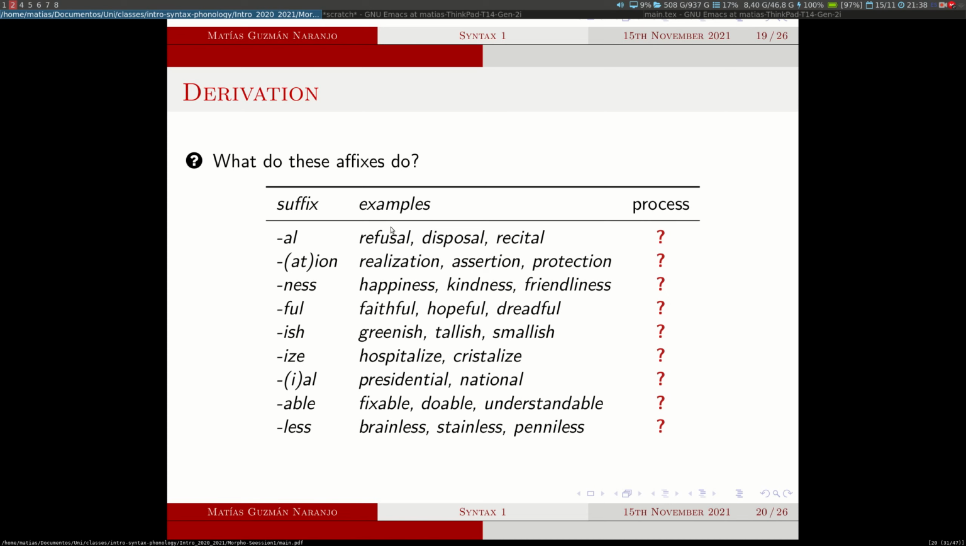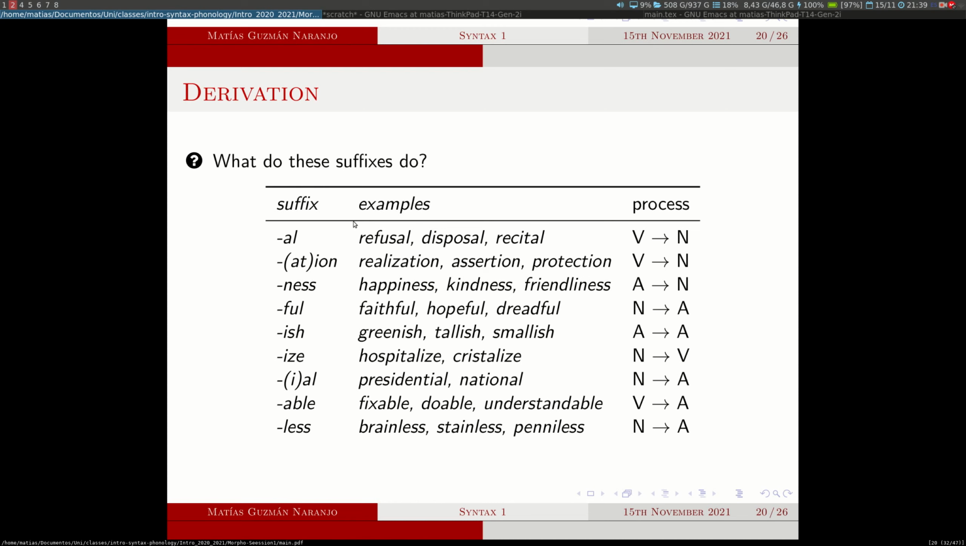Here's a contrast. These are derivational affixes, and try to think about it. Try to figure out what sort of relation these affixes are building. And here it is. So the al affix is building nouns from verbs. So here we have refuse, and you build the noun from the verb, refusal. You have dispose, you can build disposal. You have recite, you can build recital.